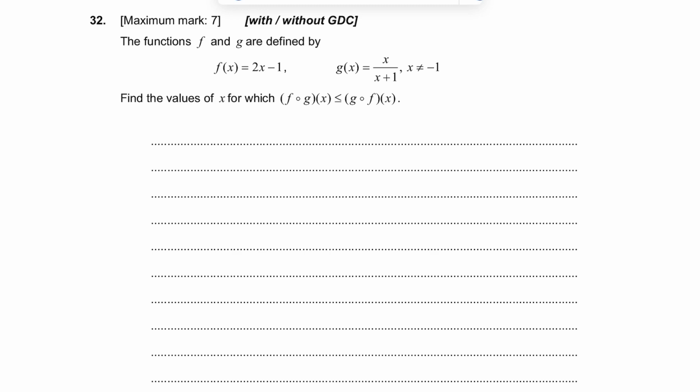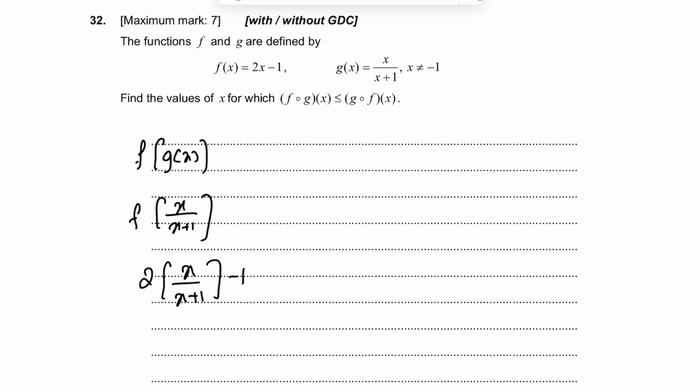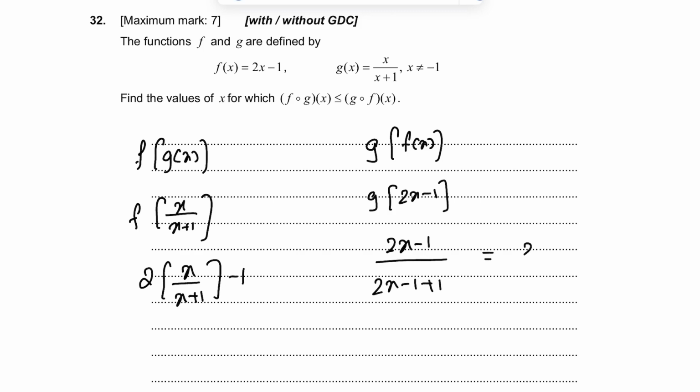Question number 32. f of x is given, g of x is given. f circle g of x, so f of g of x. So f of g of x is x upon x plus 1, so 2 times x upon x plus 1 minus 1. So that is f circle g of x. g circle f of x is g of f of x. g of f of x is nothing but what? 2x minus 1. Then 2x minus 1 divided by 2x minus 1 plus 1, which becomes 2x minus 1 upon 2x.